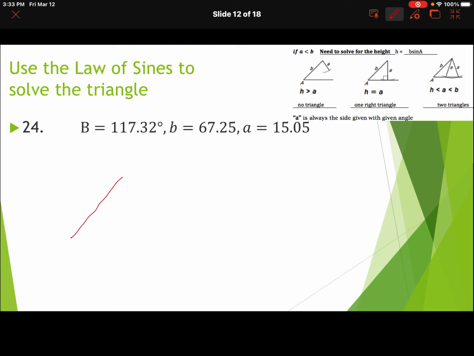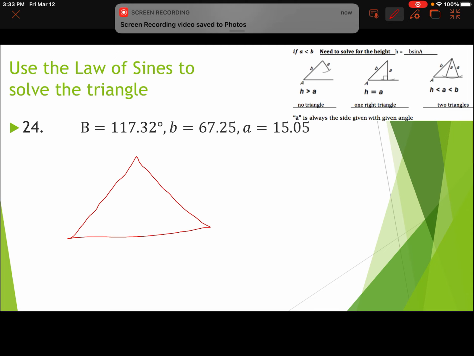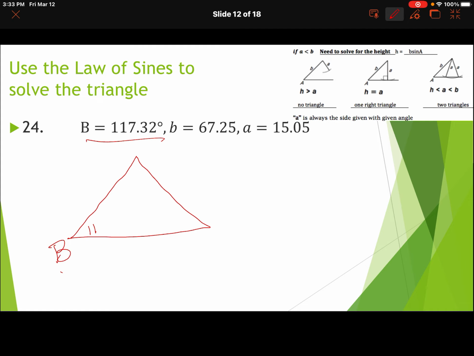And I always draw my picture the same way every time. I always put the angle right here in the corner. And then this is the side that goes opposite that, and then this is the side that goes here. So I'm going to set this up with law of sines, okay? Because I can use law of sines with this.